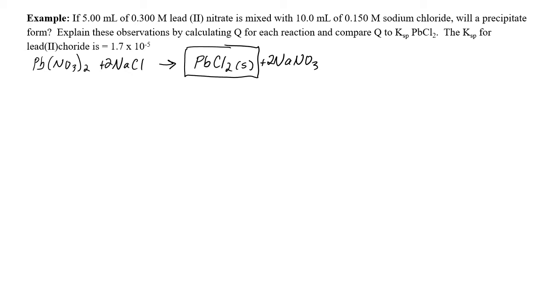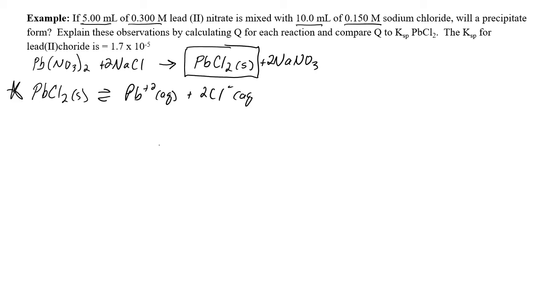Now, based on the concentrations, after we mix these two solutions, we're going to determine if this precipitate forms. So the equilibrium that we're considering is as follows. Our KSP expression is the concentration of the lead ion times the concentration of the chloride ion squared.